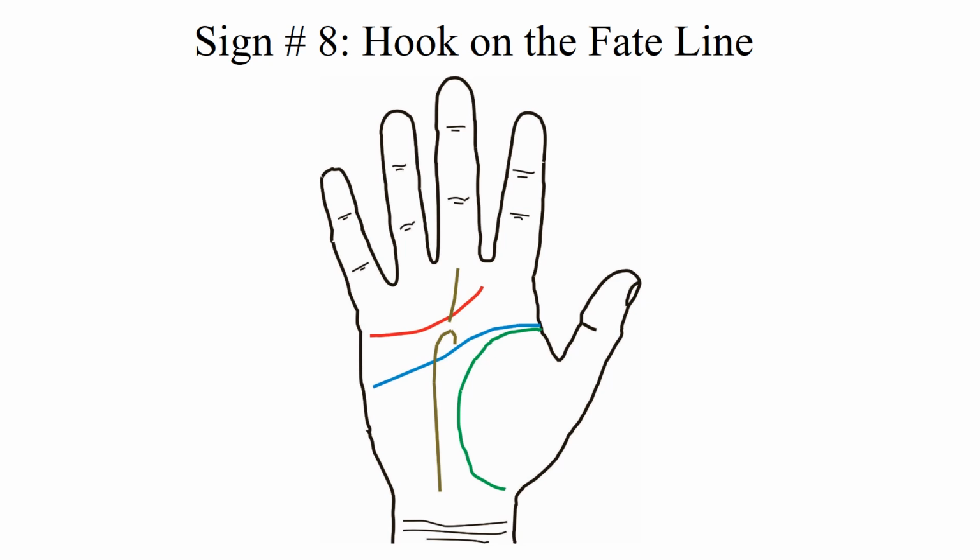Sign number 8. Hook on the fate line. A hook formed by the fate line is an unfortunate sign that would denote the end of a career. Such a sign indicates a serious threat to financial and internal stability. In the event the fate line continues after the hook, the person would be expected to get back and move forward in a different career direction.